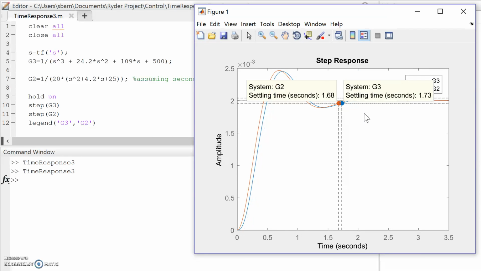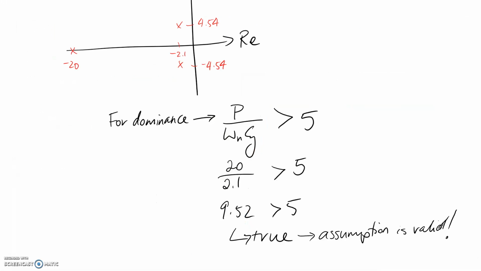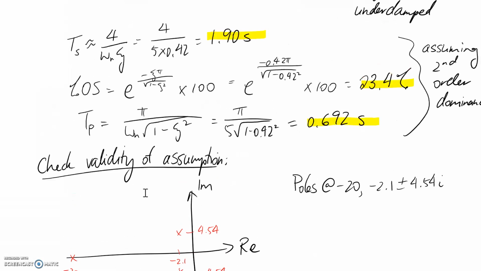So I managed to get them both up. This one has a settling time of 1.73. G3 is the third order with everything in it. This one got 1.68, so that's pretty close. So definitely the second order part is dominant. And if we have a look back at what we got before when we did this manually, we estimated the settling time at 1.9, which again is pretty close considering this is an approximation formula.